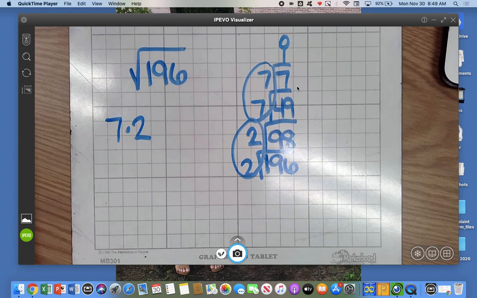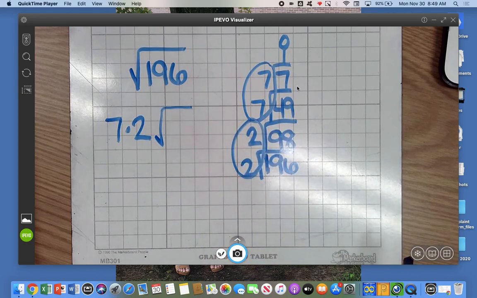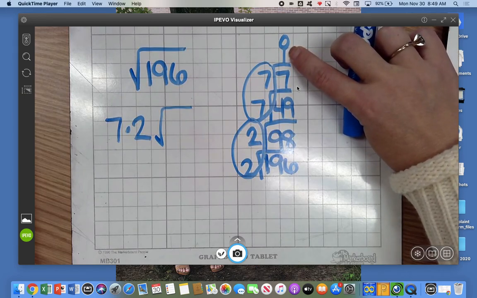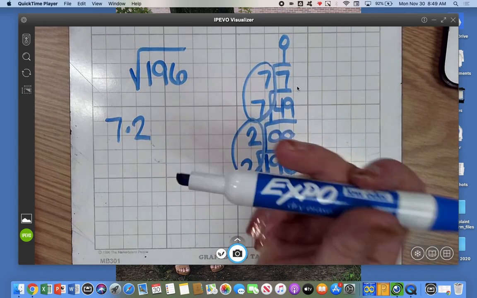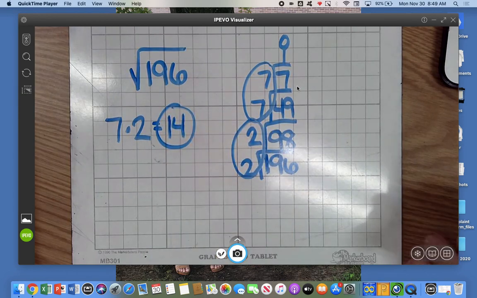Do we have anything left over? No. Well, I mean, what's that really? A 1. A 1, but does that change anything when you multiply it by 1? Guess what? We have no leftovers. So 7 times 2 is just 14. If there are no leftovers, you're going to have no radical. So this is actually a perfect square. 14 times 14 is 196.